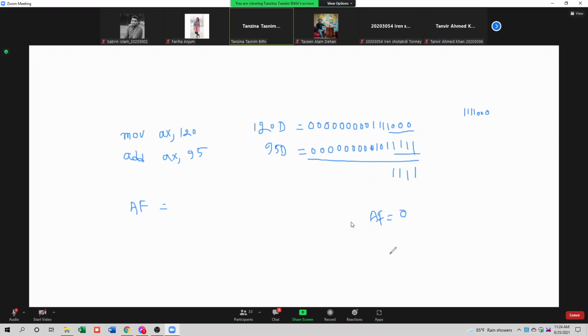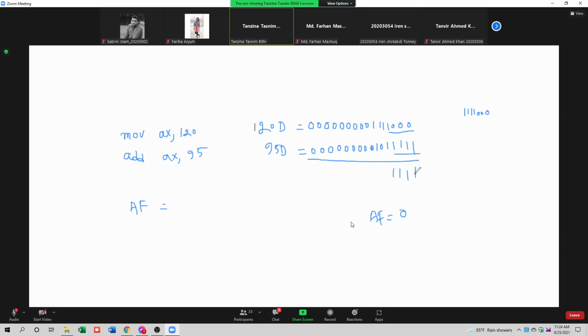That's why the value of the auxiliary flag register will be 0. Clear? Is that clear? No, ma'am. The addition, ma'am. Isn't it 1 plus 1 equals 0 and carry 1?